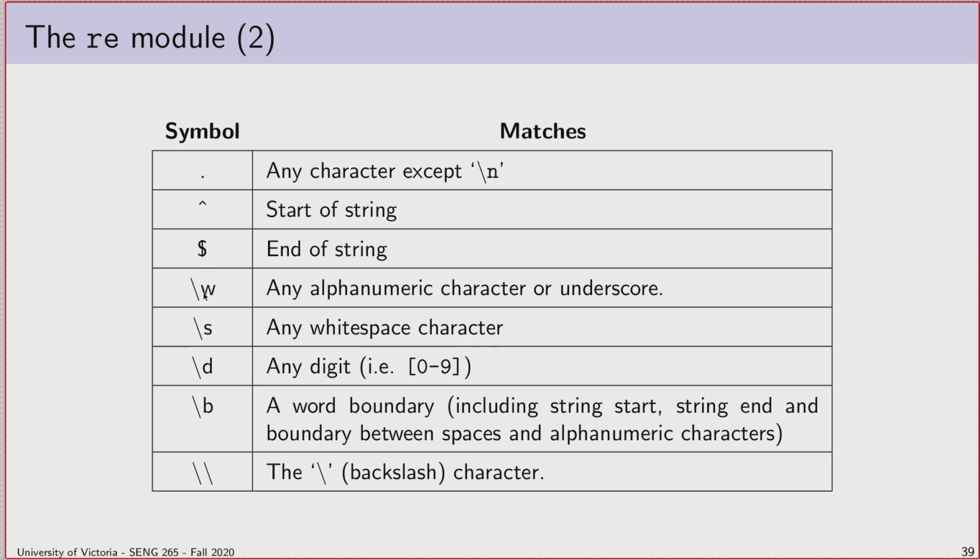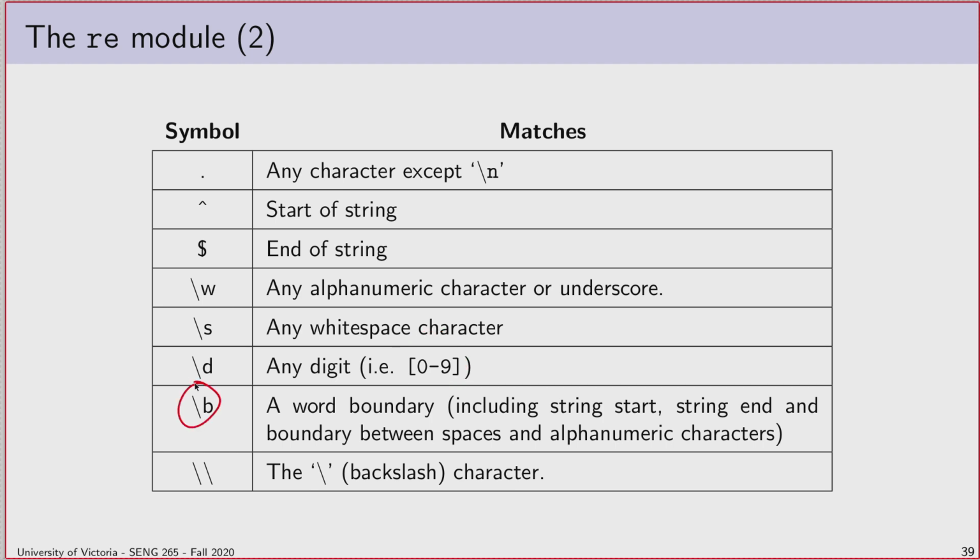\s is any whitespace character, and that's great because we don't want to worry about all the different kinds of whitespace that could exist, so tabs and spaces and weird Unicode things. \d is any digit between 0 and 9, so \d is a surrogate for writing square brackets 0 to 9.